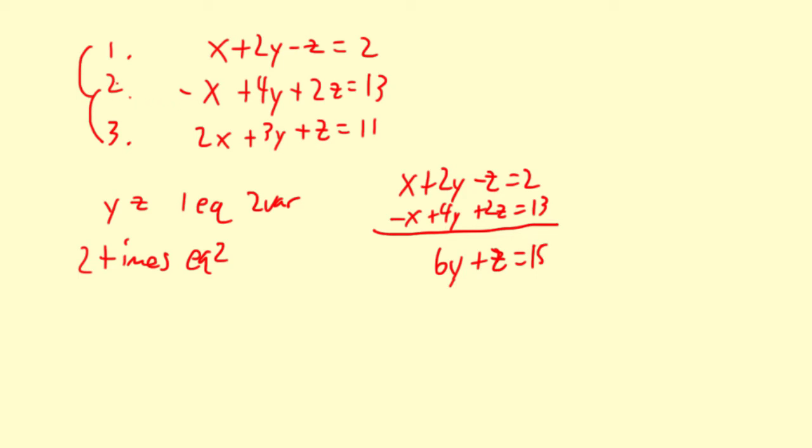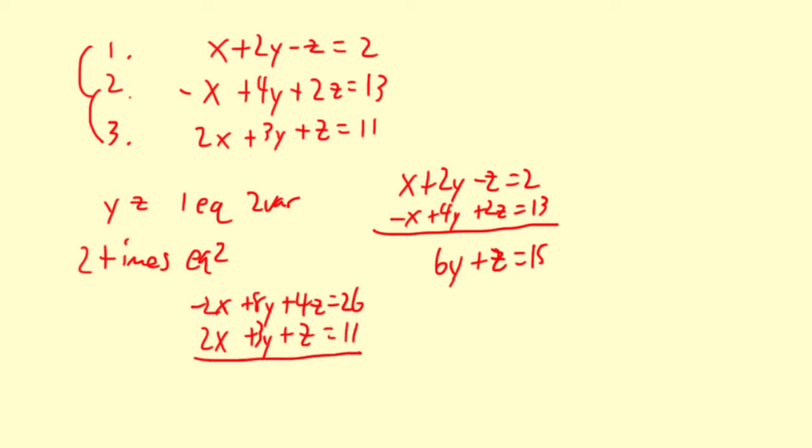Now I'm going to do 2 times equation 2 plus equation 3. So 2 times equation 2, I'm just going to write that here. Negative 2x plus 8y plus 4z equals 26. I multiplied everything by 2. And then equation 3 is 2x plus 3y plus z equals 11. So let's add those. Negative 2x plus 2x makes 0, so you can see the x's are canceled there. 8y plus 3y, that's 11y. 4z plus z, that's plus 5z. 26 plus 11 equals 37. So then I have a second equation in terms of y and z.